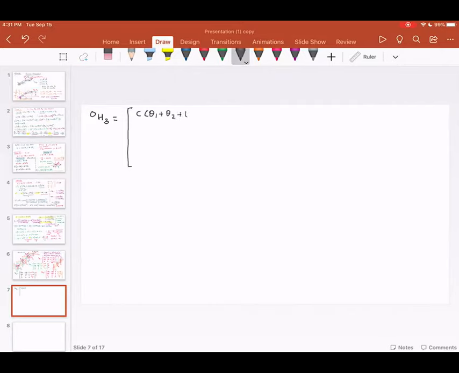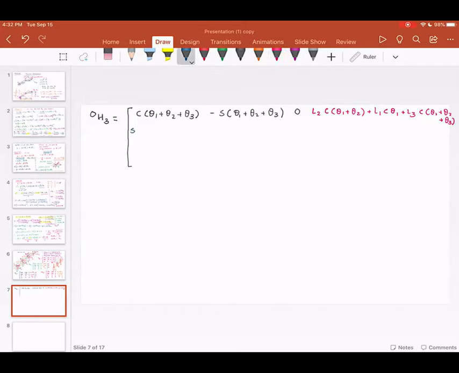plus theta 2 plus theta 3, minus sine of theta 1 plus theta 2 plus theta 3. Then you have 0, and then you have L2 cosine of theta 1 plus theta 2 plus L1 cosine of theta 1 plus L3 cosine of theta 1 plus theta 2 plus theta 3.